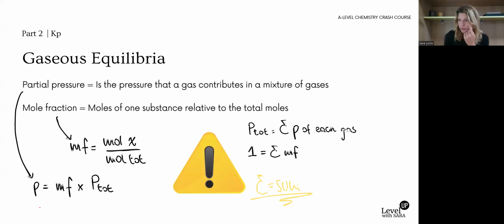One very important thing: the total pressure is the sum of the pressure of each gas. Remember the definition, and remember this symbol means sum of. While the mole fraction is a fraction, so what is the total? It's 1. That's why you can always double check, sometimes you can really double check if you did it right, because the sum of the mole fractions is 1, and the sum of the partial pressures is equal to the total pressure. So it's useful to know how you can double check the values that you calculate.